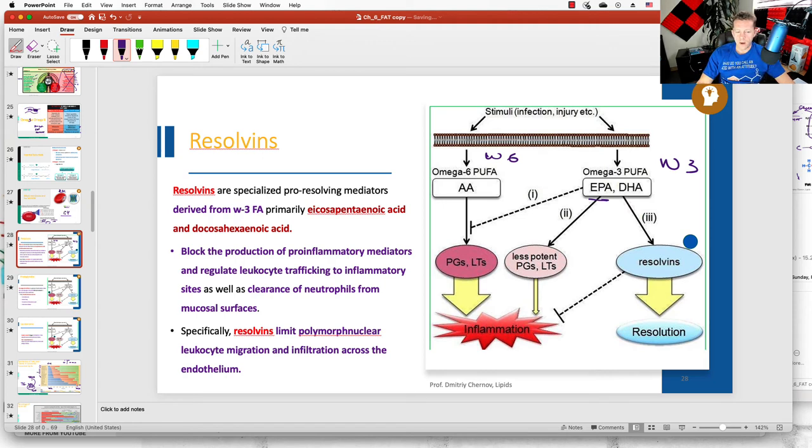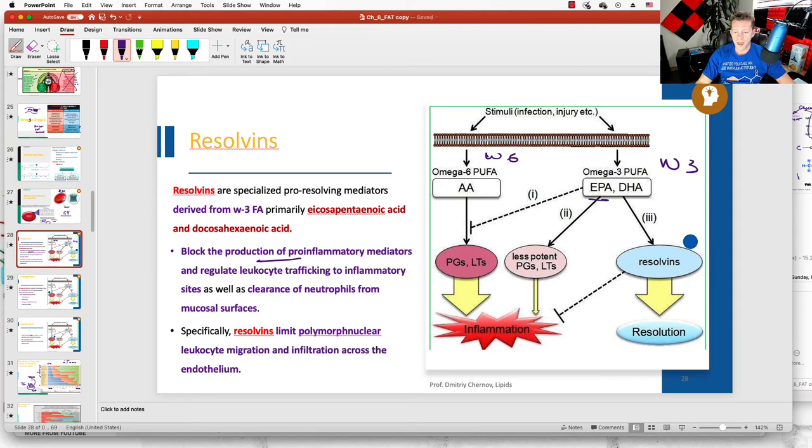So the resolvins, derived from omega-3 polyunsaturated fats, block the production of pro-inflammatory mediators. And the mediators are prostaglandins and leukocytes, white blood cells, because the white blood cells can actually amplify or even initiate the inflammatory reaction. They help us, but it could be dangerous if there are too many of them at the particular site where they're trying to neutralize the pathogen or kill the bacteria or the virus, so they can create more damage as well.